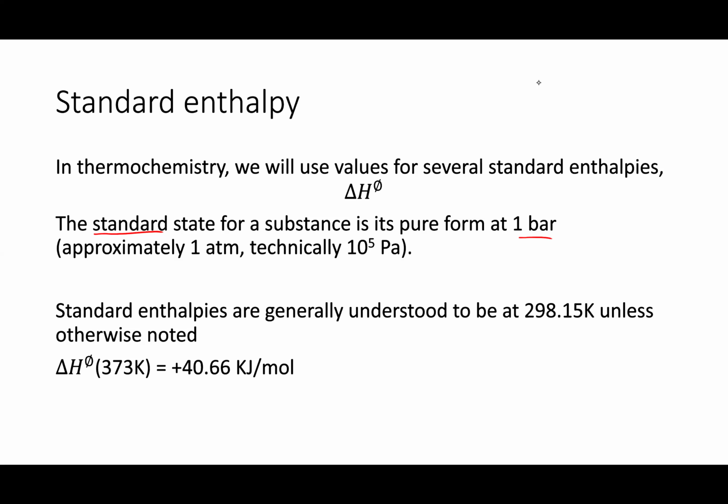Our standard enthalpies are generally understood to be at 298 Kelvin, unless otherwise noted. Like this is the example where it's noted at a non-standard temperature. H naught at 373 Kelvin would be 40 kilojoules for whatever this particular thing is.